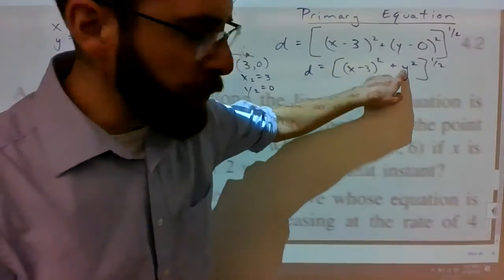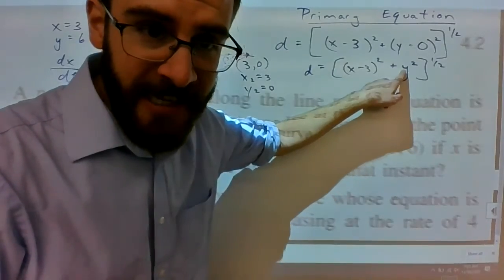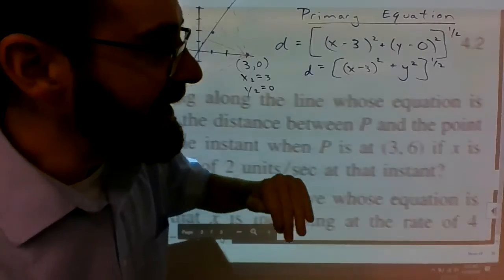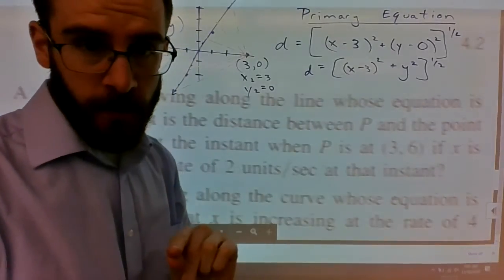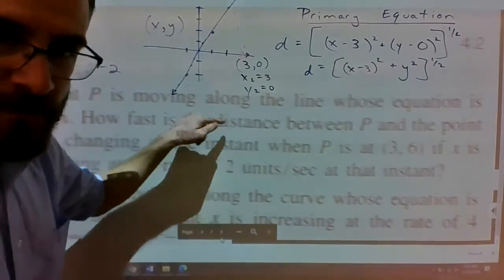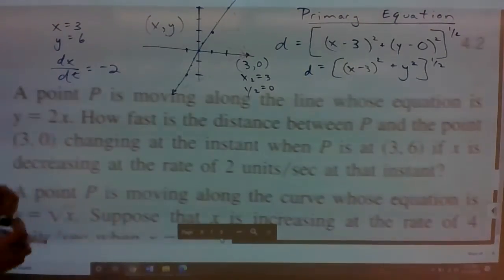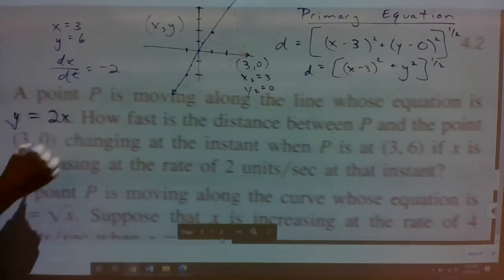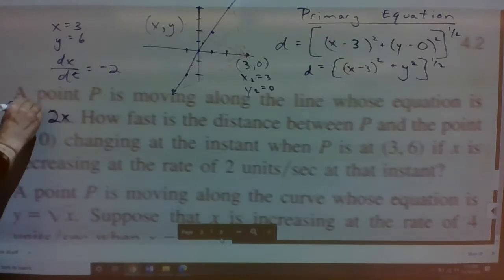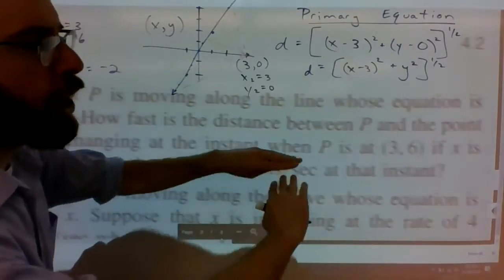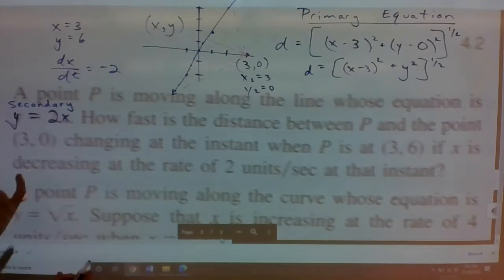So if we could get rid of this y because we don't have dy/dt, that would be awesome. So the question is, is there a secondary equation which we could plug into this equation right here? Right there. Okay, so y equals 2x is going to be our secondary equation that allows us to rewrite our distance formula totally in terms of x.